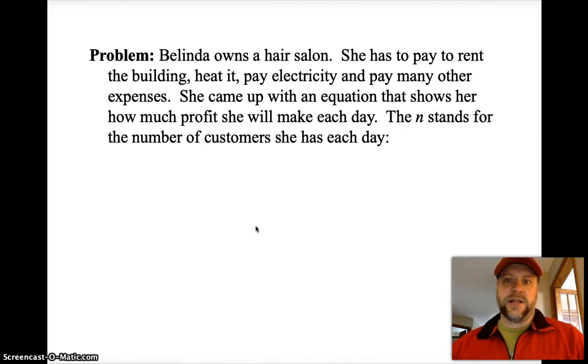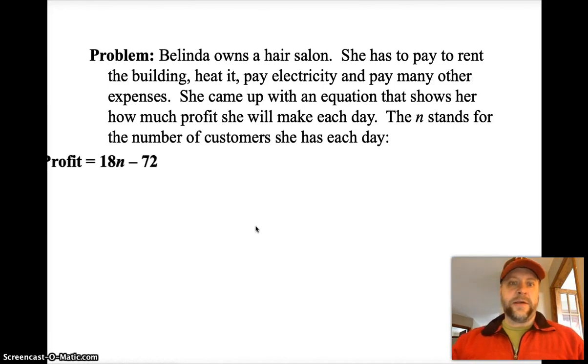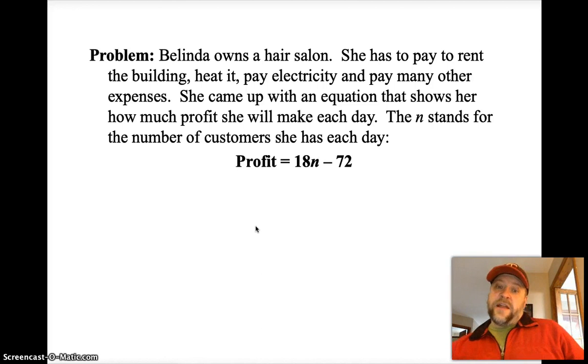So Belinda owns a hair salon. She's got to pay rent. She has to pay to rent the building. She has to pay to heat it. She has to pay electricity. She's got a lot of expenses in order to do the hair salon. So she comes up with an equation that shows her how much profit she will make each day. The N stands for the number of customers she has per day. So this will tell her how many people do I have to cut their hair for in order to make any money. So her profit is 18 times N minus 72.